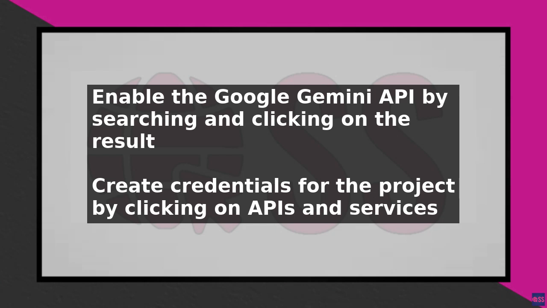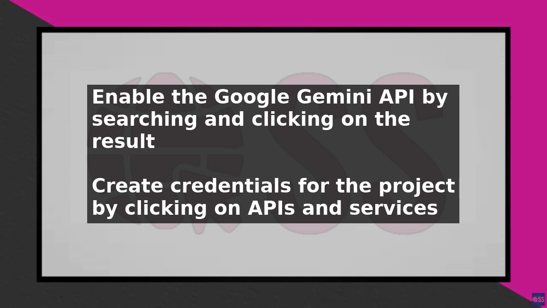After enabling the API, you need to create credentials for your project. This can be done by clicking on the navigation menu and then clicking on APIs and Services and then Credentials. Click on Create Credentials and then select API Key.